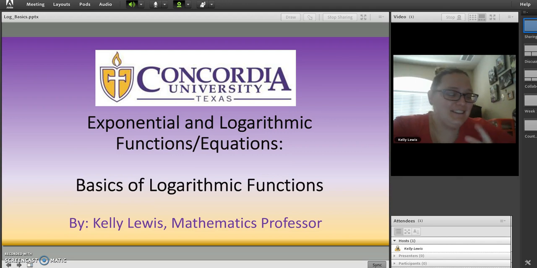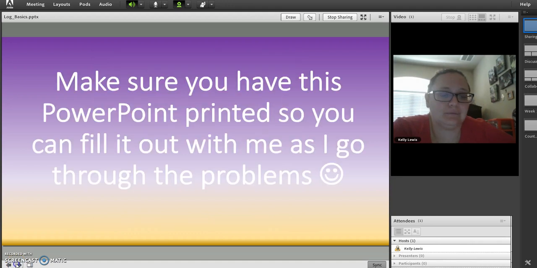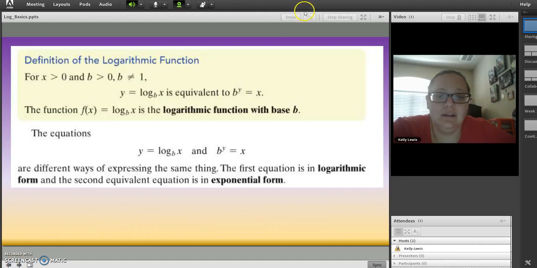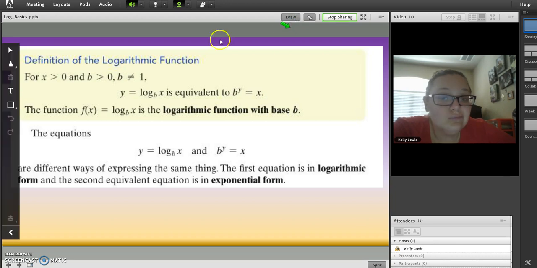All right, guys. So we did basics of exponentials, and now we're going to do basics of log functions. So, log functions. There we go.